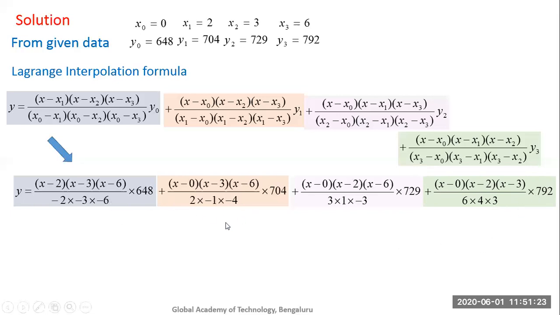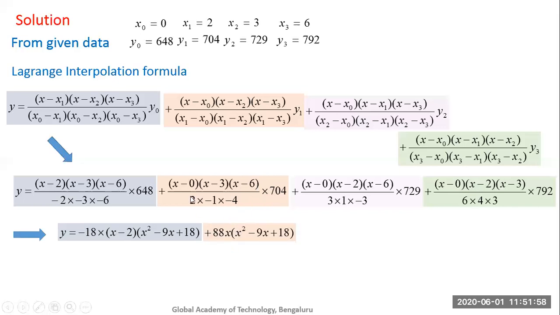Now simplify each of these terms. The first one: minus 2 into minus 3 into minus 6. So 648 divided by this product gives us minus 18, into x minus 2, keep it as it is. Multiply these two brackets: x minus 3 into x minus 6, we get x square minus 9x plus 18. Second term, 704 divided by 8, we get 88. x minus 0 is x as it is. Multiply again these two brackets, you get x square minus 9x plus 18.